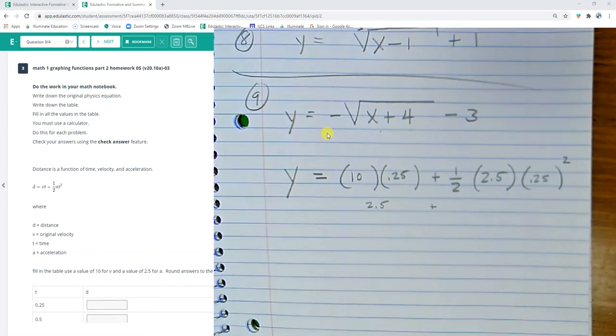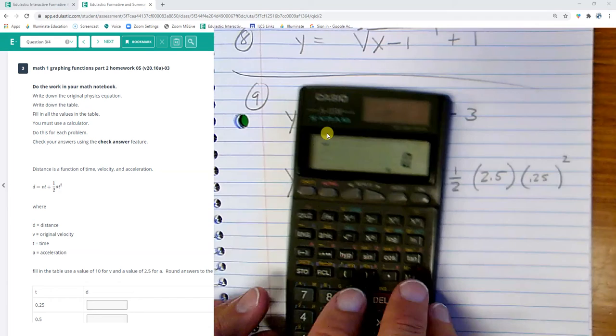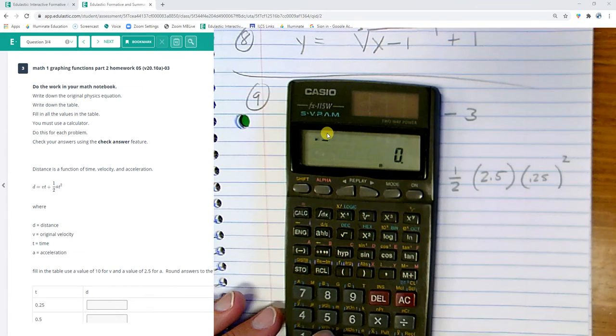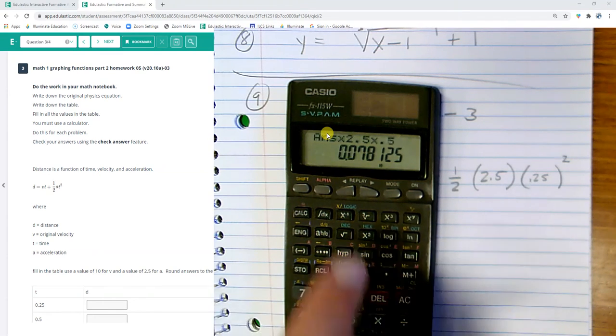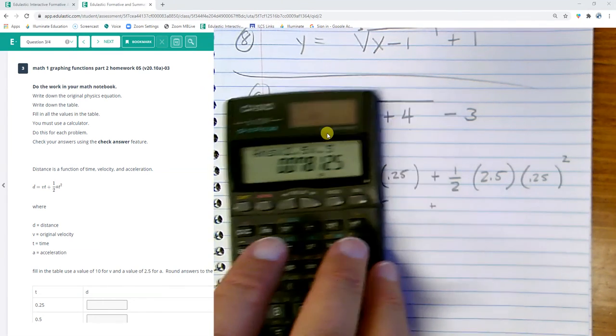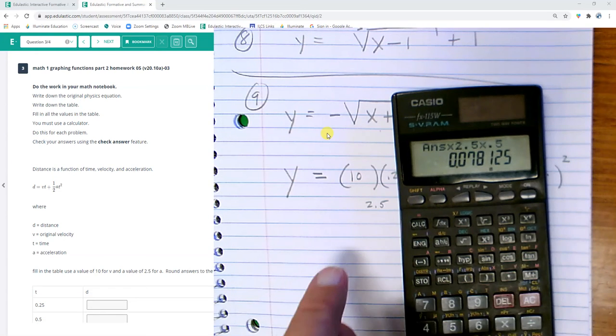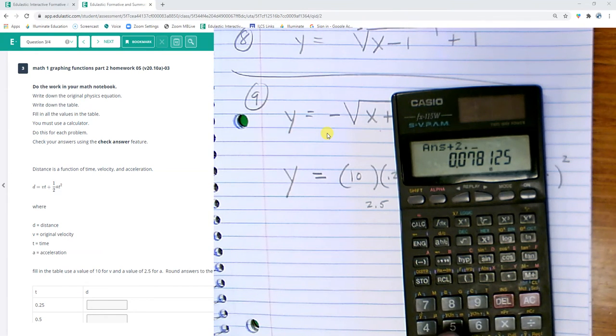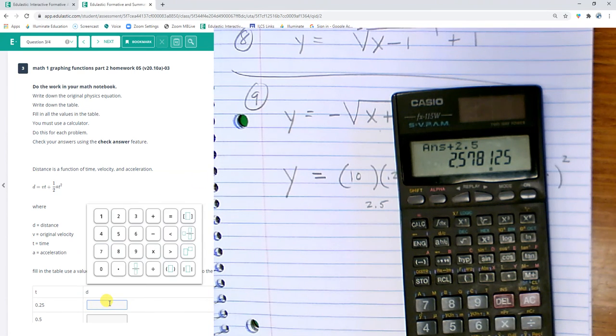plus 0.25 squared times 2.5 times 0.5. So I take that number and I add it together with this number, and that gives me 2.57, which would be a 2.6, which actually matches up with my answer key.